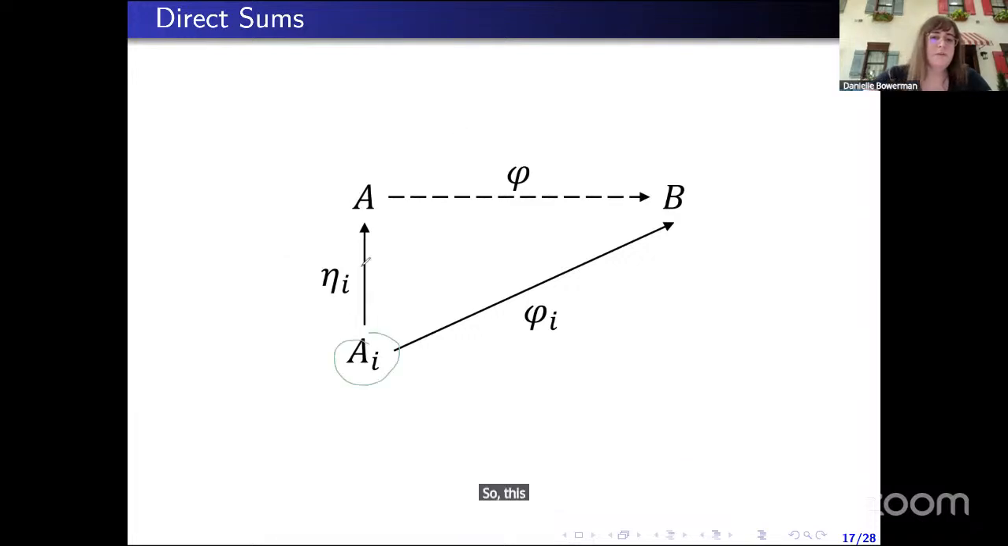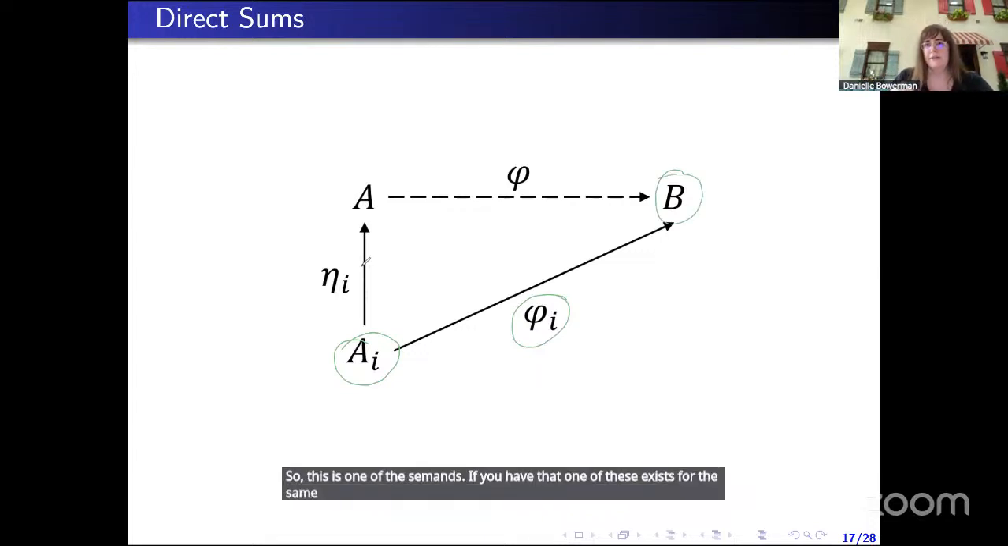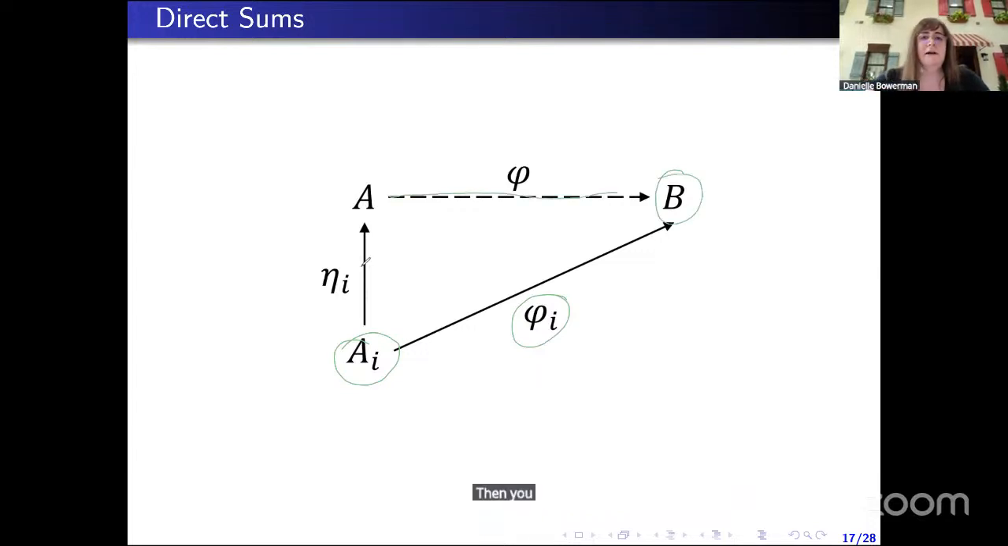So this is one of the summands. If you have that one of these exists for the same B for every summand, then you can find that this phi exists up here. Any questions about that?